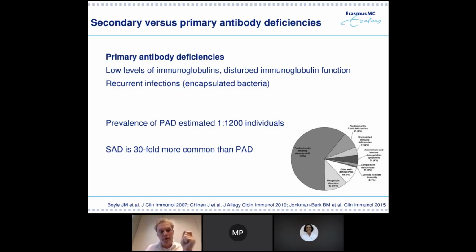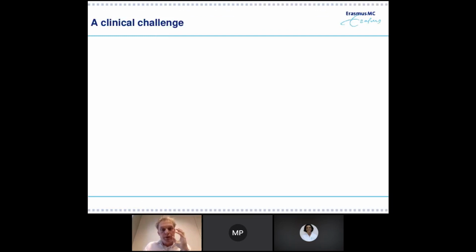The prevalence of primary antibody deficiencies is estimated at around 1 in 1,200 individuals. Secondary antibody deficiencies are 30-fold more common than primary antibody deficiencies. So this is a very important difference. Primary antibody deficiencies are rare, while secondary antibody deficiencies are much more common. So it's a clinical challenge because these diseases may look like each other. They may present with common clinical symptoms.